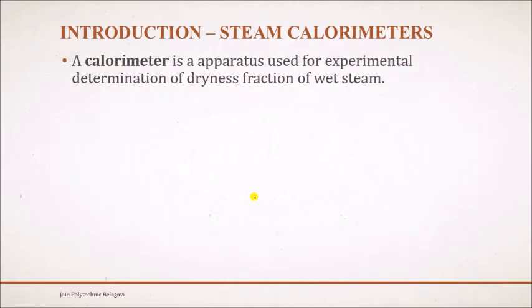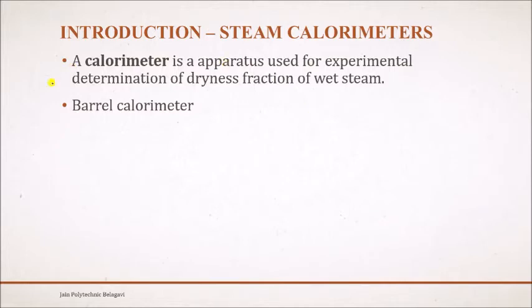So what do you mean by steam calorimeter? A calorimeter is an apparatus used for experimental determination of the dryness fraction of a wet steam. So when you take a wet steam, how dry that wet steam is can be easily calculated by the dryness fraction. Okay, so to calculate the dryness fraction, various apparatus are used.